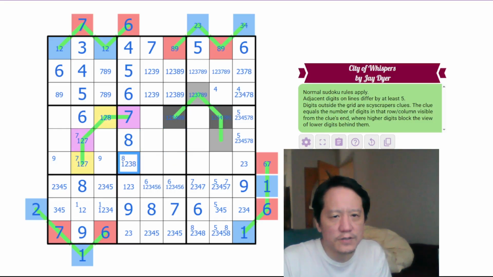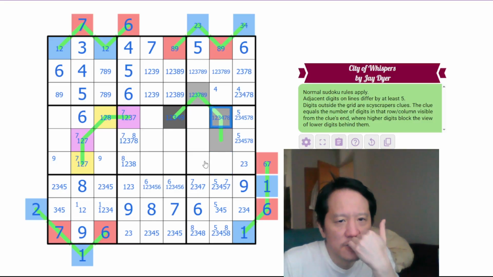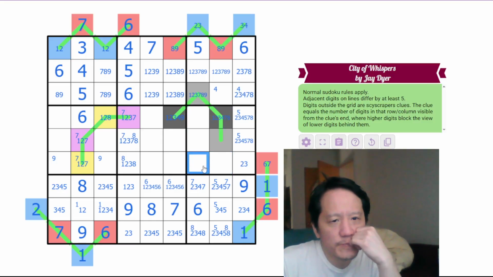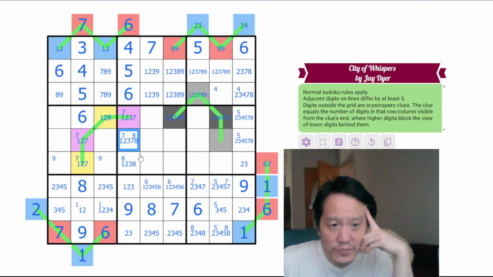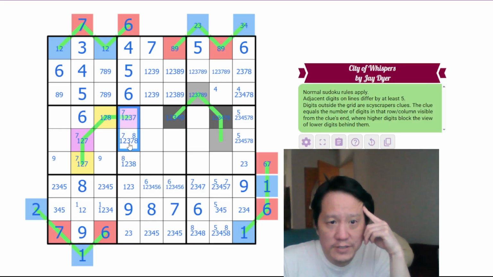Oh, that's another thing. We know if this is high, it cannot be 8 or 7 because of 7, 8 in the box. So this has to be 9 in that instance. If this is high, it cannot be 9. Interesting. Yeah, that didn't lead to a contradiction. Oh, 7 has to be here.